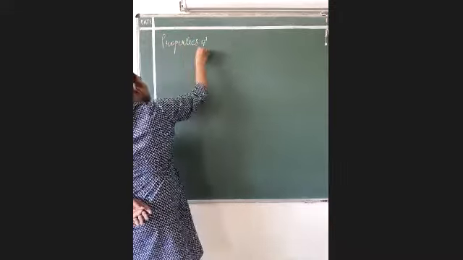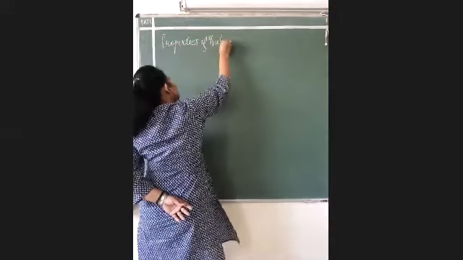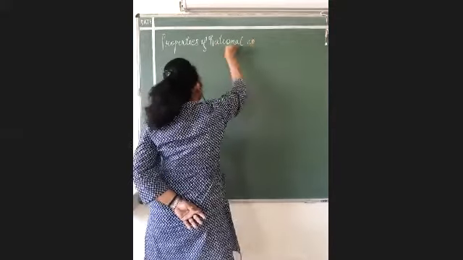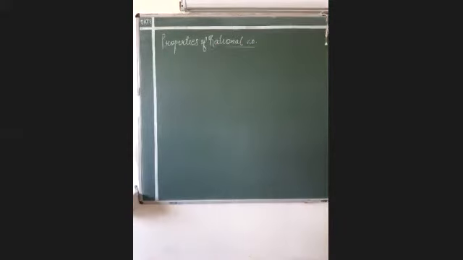Properties of rational numbers. Now always remember, beta, properties are always common. Only the thing that matters is whether it is applicable for whole numbers or not, for integers or not, for fractional numbers or not. So property names are always common.